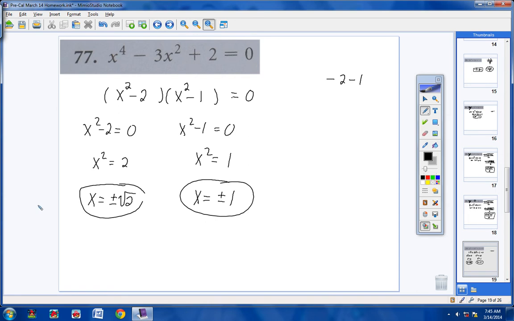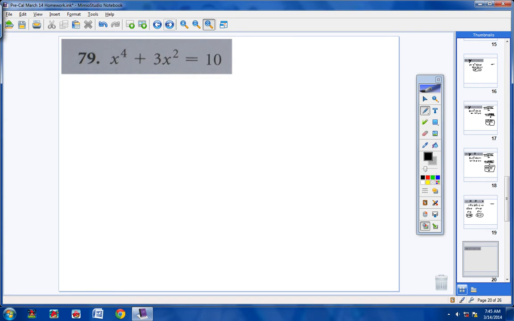There we go. This works every time as long as you have a trinomial and the one side is equal to 0, and this exponent here is twice as big as this exponent here. Moving on to number 79. Well, I'm going to get the right side equal to 0 and see if I can't factor this thing, okay? I think that'd be a very smart thing to do. So, x to the 4th plus 3x squared minus 10 equals 0.